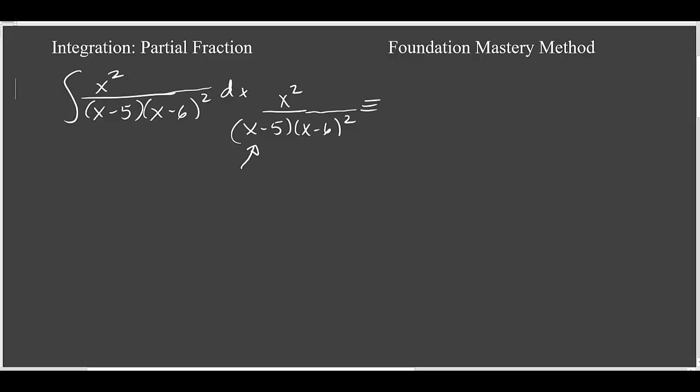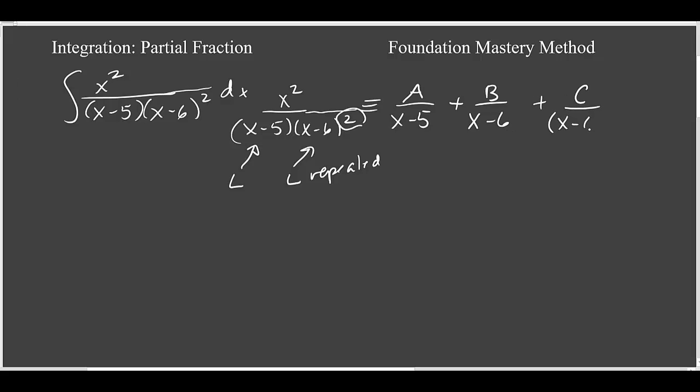And here we notice we have a linear factor, and we have this linear factor here, but it's repeated because we have the power of 2. So that means we'll have a constant over the linear factor x minus 5, we'll have a constant over the linear factor x minus 6, and we'll have a constant over the linear factor (x minus 6) squared. So now we have three constants that we need to find.